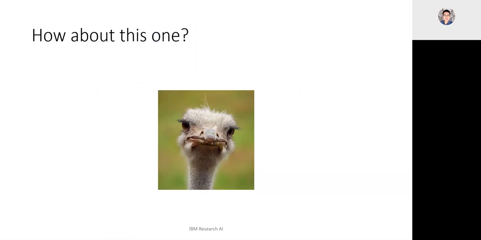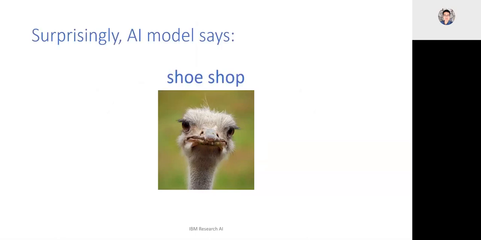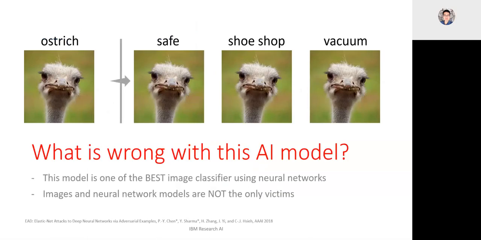But the interesting thing is about this image. What would this image be labeled? A human would probably say, hey, it's also an ostrich. But the interesting thing is now AI says it's a shoe shop. And this is not a coincidence. It turns out these AI models can be easily fooled by these so-called adversarial images. You can not only turn a label of ostrich to a shoe shop, it can be turned into safe or vacuum or whatever label you want. And the AI model we are talking about is not some random and crappy AI model. This is actually the best image classifier using neural networks that we are using nowadays.